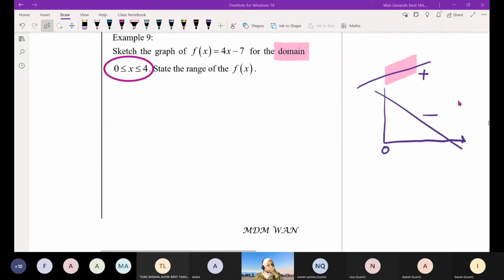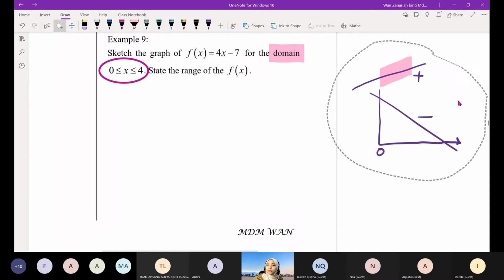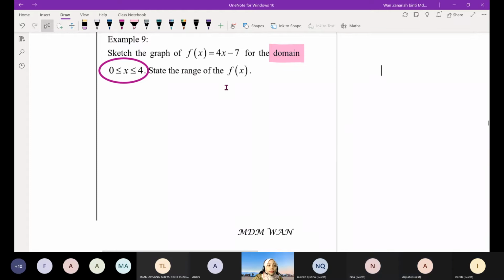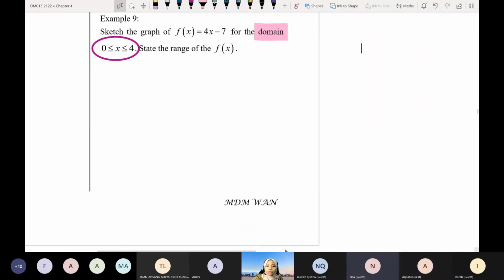Okay. Do you understand, students? Understand. Can or not? Can. Can. What? I didn't hear any response. Once more, can or not? Can. Can. Okay. Alright.